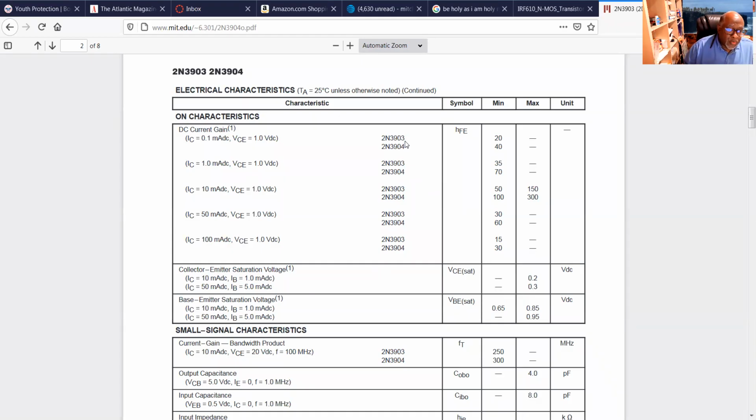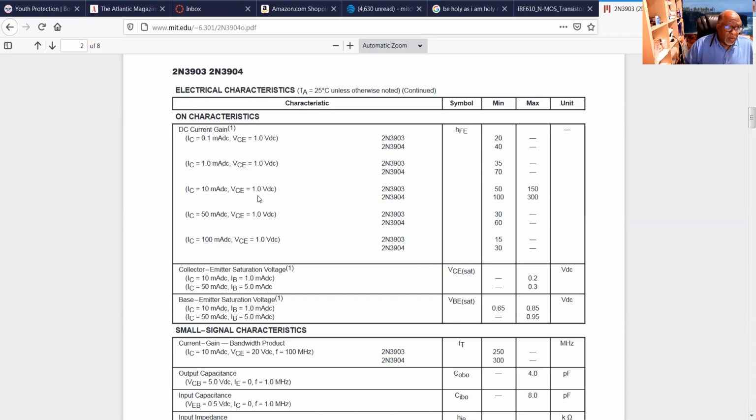So the 2N3903 is another transistor that's similar to the 2N3904. Slightly less performance, but the 3904 is actually more common. Here we have this symbol, hFE. That is what we refer to as beta, or your current gain. You see it here, DC current gain.